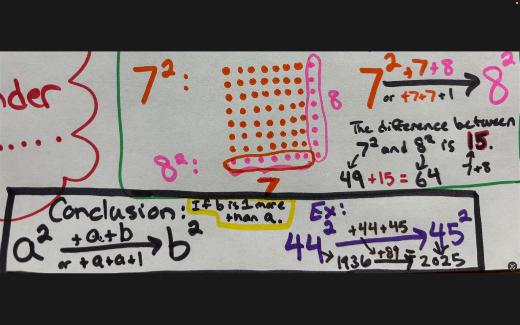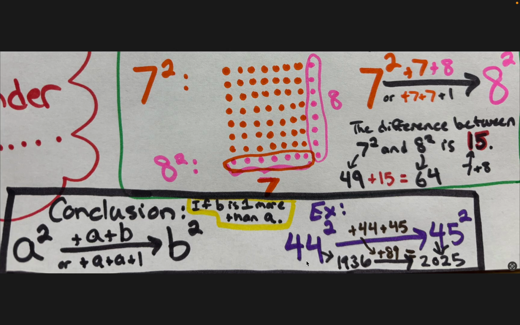All right, so in conclusion, I'm going to generalize this. I'm going to talk about how we get from a squared to b squared. And I want to note in yellow, these are consecutive. A and b are consecutive. So they are 2 numbers in a row where b is 1 more than a. And the formula for how we do that is to get from a squared to b squared, we add a plus b. So a plus b is the difference between the two.